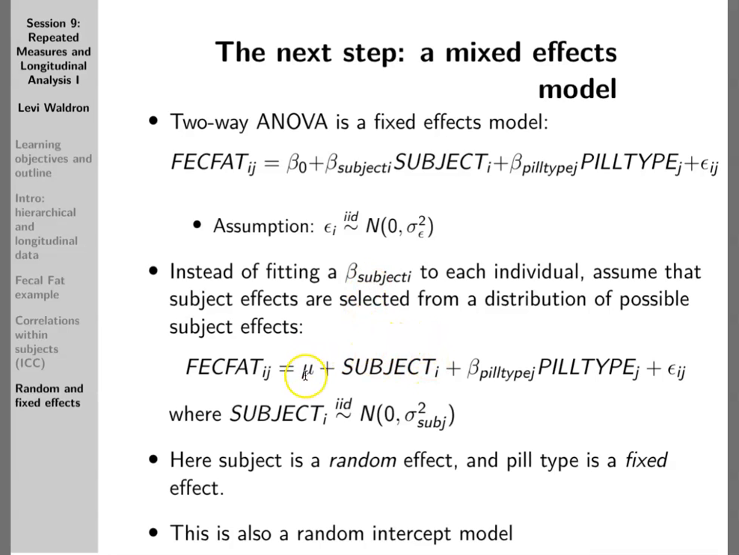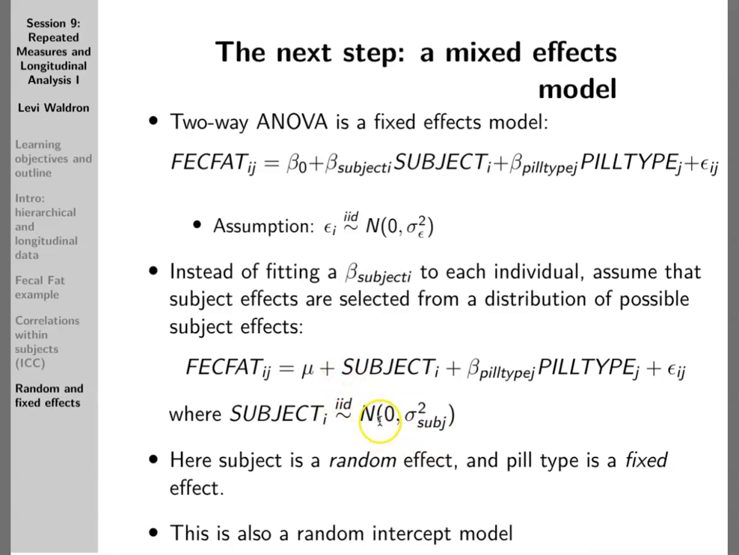So we will instead assume that the mean amount of excreted fecal fat is an overall mean plus a subject specific intercept. So that means that if you were to look at the mean across our 6 different subjects, there would be a distribution of means. And we're going to assume that that distribution is normal for the purpose of this random effects model.